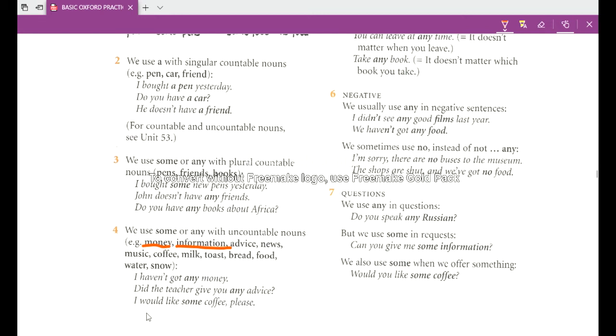Okay. I would like some coffee, please. I would like some coffee, please. I have some here. Coffee is not plural, but I use some because coffee is uncountable. So when we want to speak about coffee, it's better to say some coffee and not some coffees. Okay, so some coffee is correct.